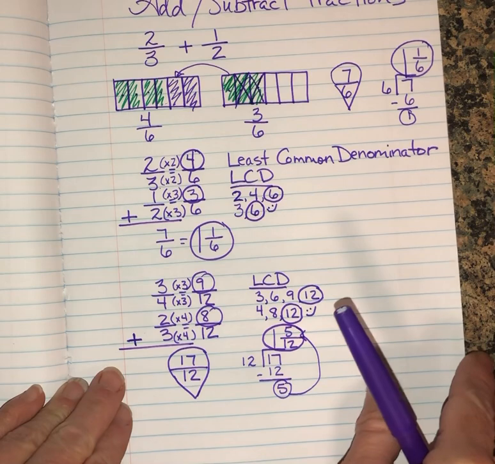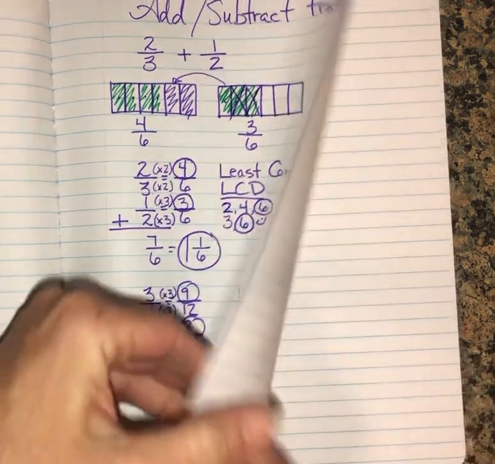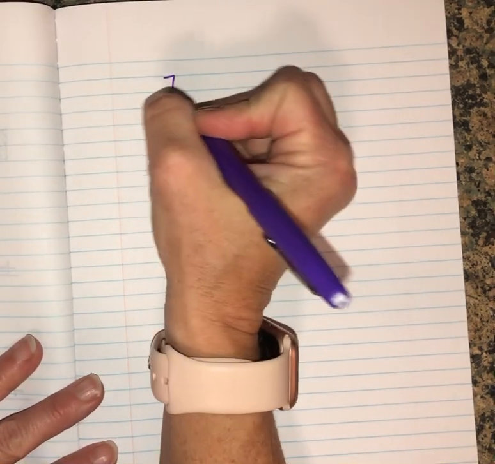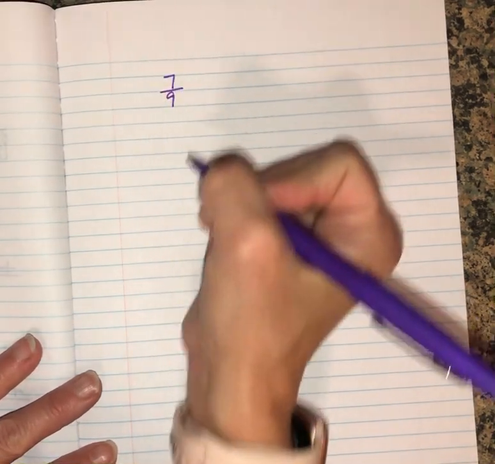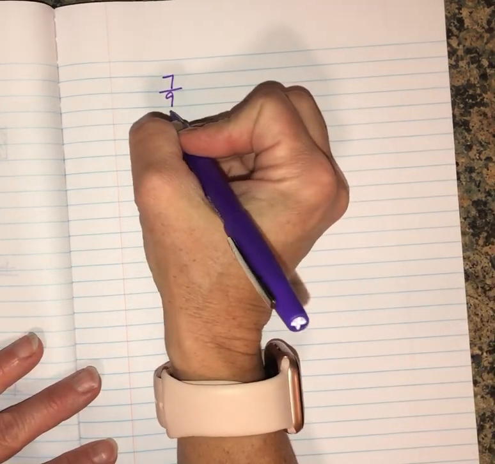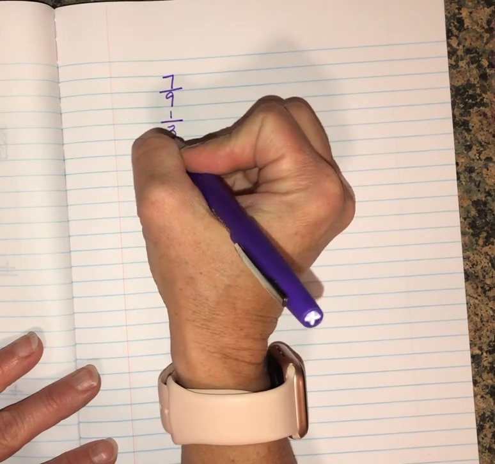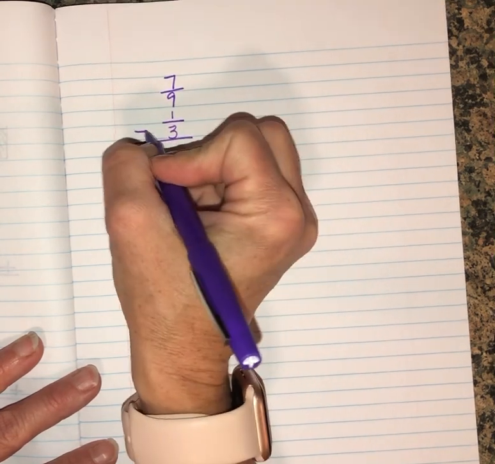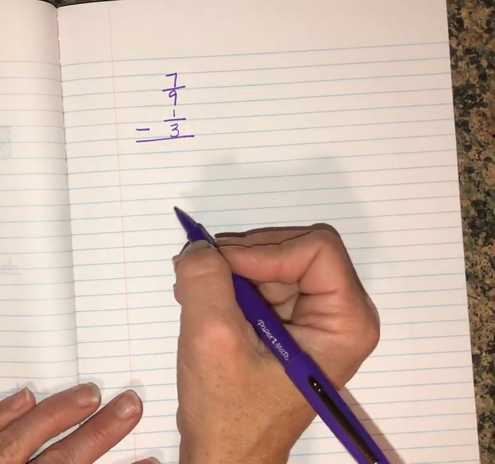Now I'm going to try to show you how to do it with some subtraction. It's the exact same thing, but now we're subtracting. And subtracting is nice because you don't have so many improper fractions. When you add, you have a lot of improper fractions. So let's take 7/9 minus, we're subtracting now, 1/3.